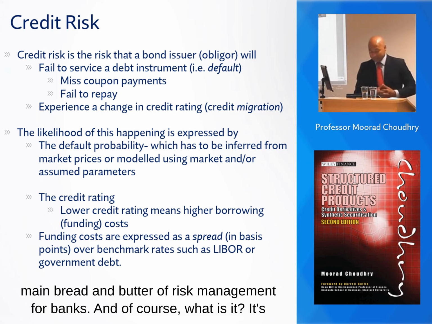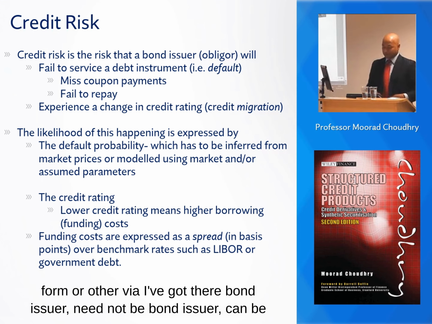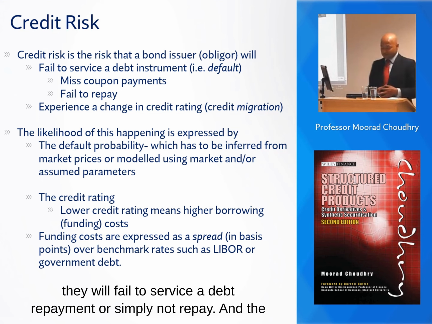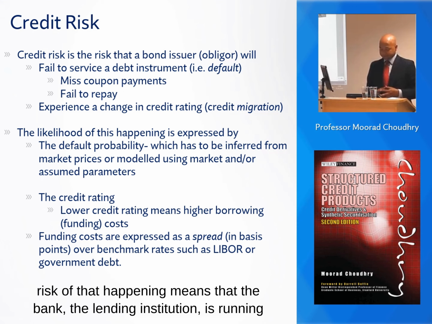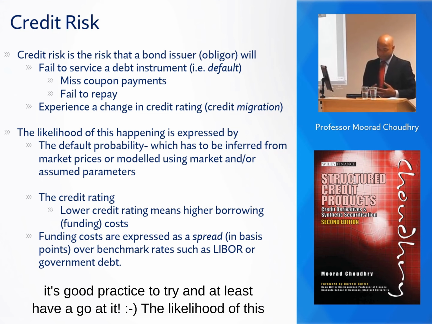And of course, what is it? It's the risk that your obligor, someone who has borrowed cash off you in some form or other, could be a bond issuer, but it needn't be. It could be someone who's taken a mortgage off you, or a corporate loan. The risk that they will fail to service a debt repayment or simply not repay. And the risk of that happening means that the lending institution is running a risk which has to be mitigated in various ways. Well, it doesn't have to be, but it's good practice to at least have a go at it.